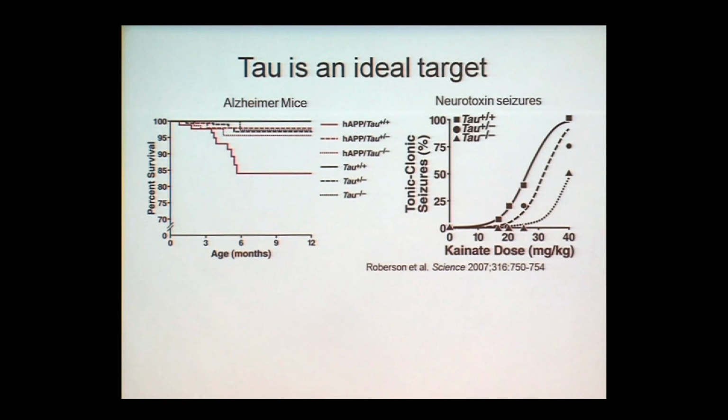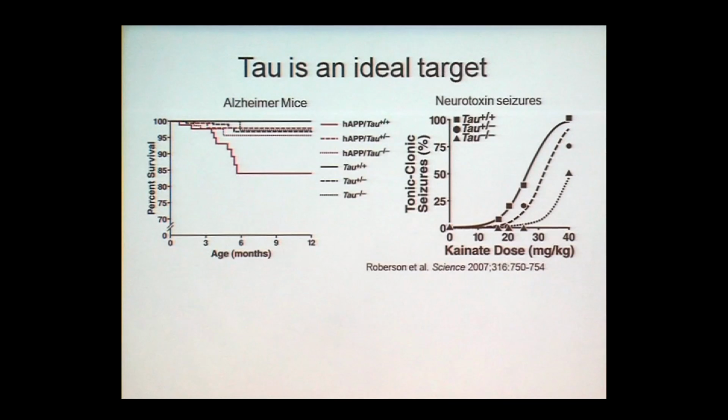And our colleague Eric Roberson, when he was here at UCSF, did a very nice experiment where he showed that if he knocked the tau protein out of these Mouseheimer mice that get Alzheimer's disease, most of the mice actually die after about 6 months, but if he takes the tau protein out, they actually survive and they do much better. And not only do they survive the Mouseheimer's, they also survive seizures that are brought on by a toxin. And so tau really, we think, is the ideal target for perhaps many of these neurodegenerative diseases that we're focusing on.